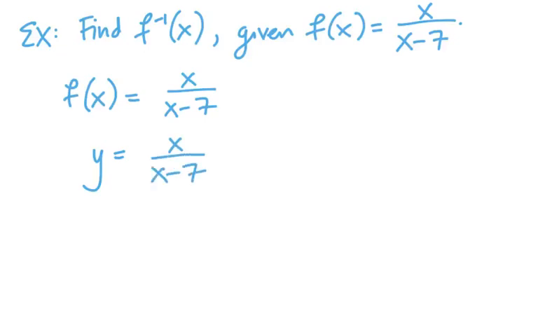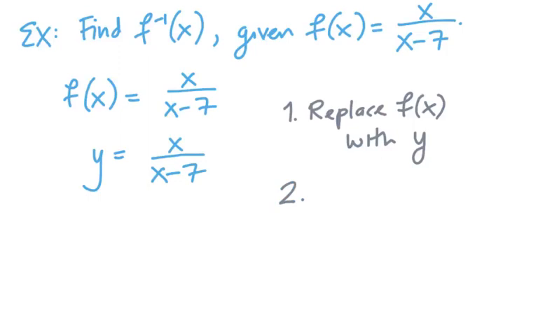There's our first step. Then let's work on swapping our x's and y's. So replace f of x with y. Next, we're going to swap the x's and the y's, or if you feel like that's not super clear, we're basically saying anytime we see an x, replace it with a y. Anytime we see a y, replace it with an x.